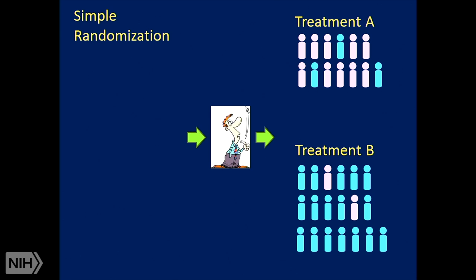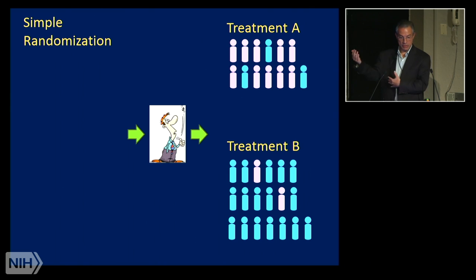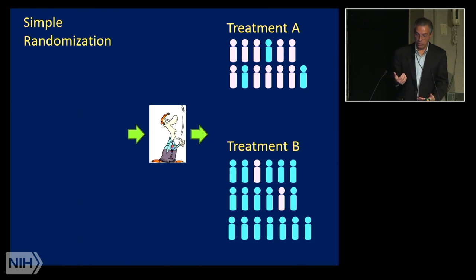Any problems? Two problems. Let's start with the first. What's the first? Unequal numbers in A as in B. We have more people in B than in A. I mean, we don't like that. We'd like to be sort of equal, right? Because statistically speaking, it's more efficient to have equal numbers. It's more powerful. So we don't like that.